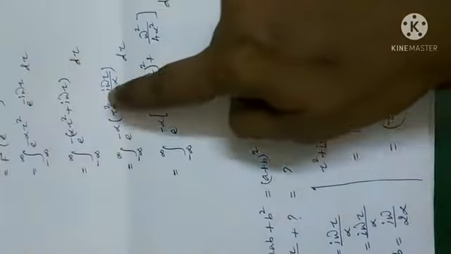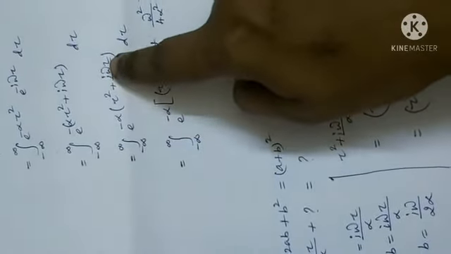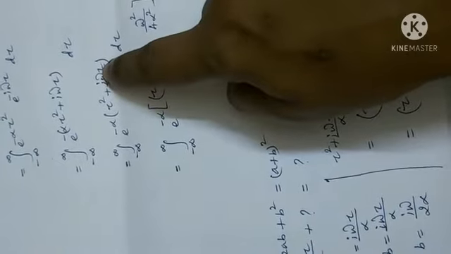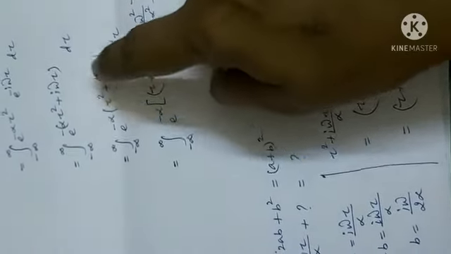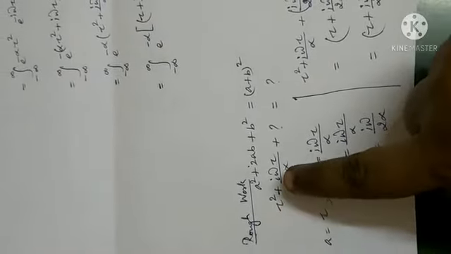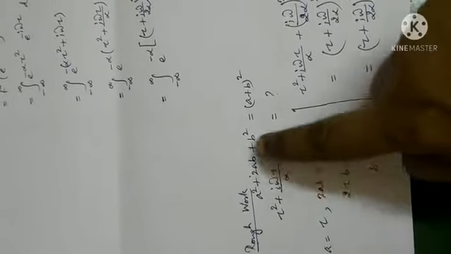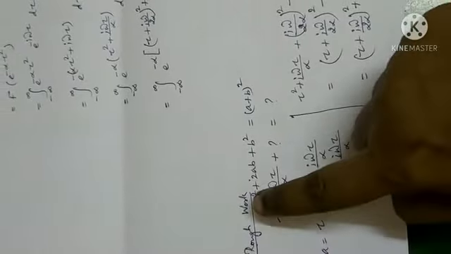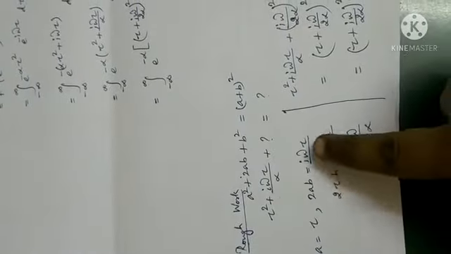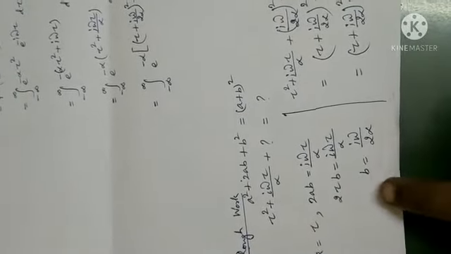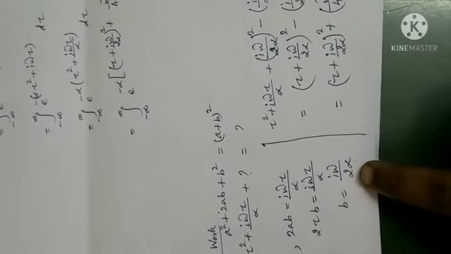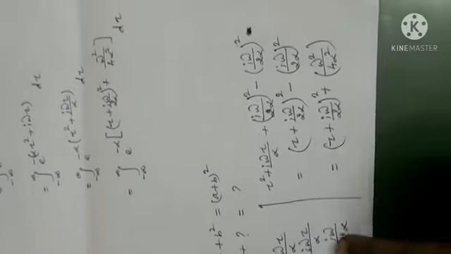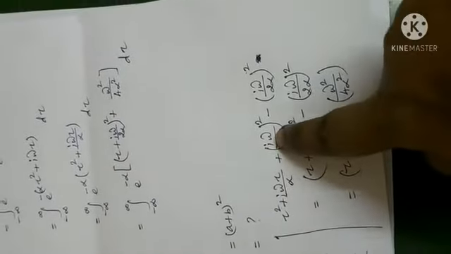Now, rough work: consider this term alone. Try to make it a perfect square term. This is a square plus 2ab; I need the b square term so that it becomes (a plus b) whole square. In order to identify b, a square is tau square, so a is tau. 2ab is i omega tau by alpha. Substituting a, we get b equal to i omega by 2 alpha. Once you know b, you can write a square plus 2ab plus b square.